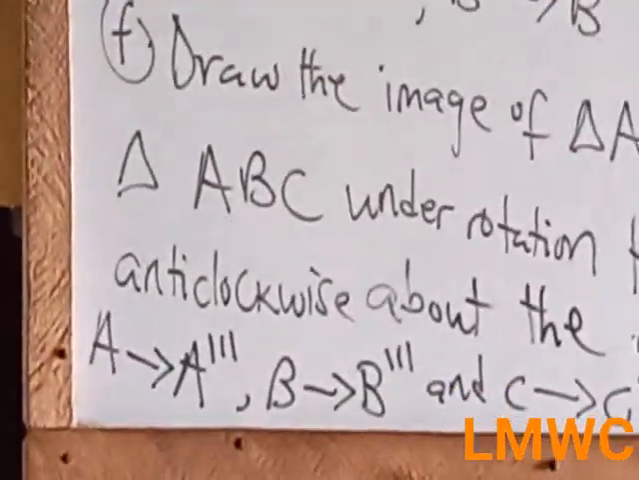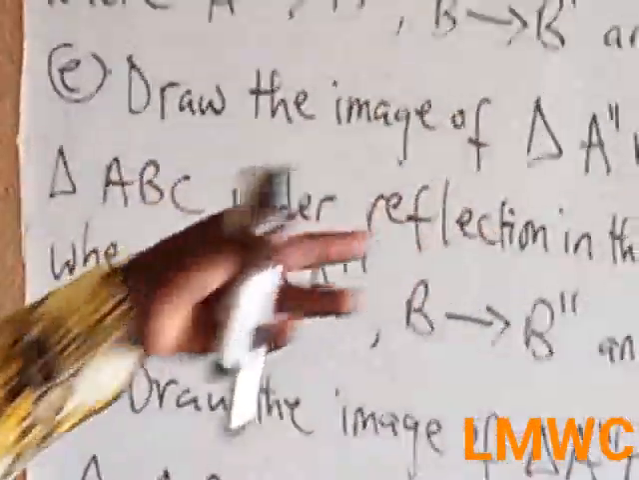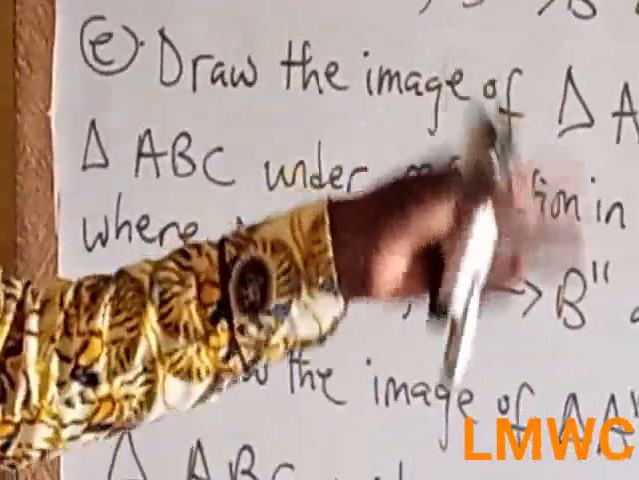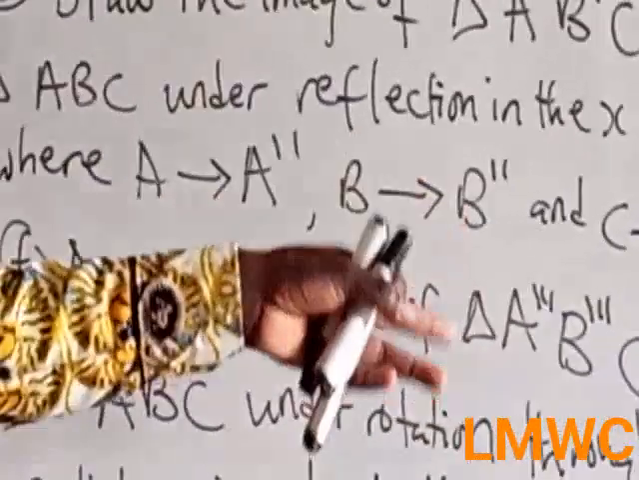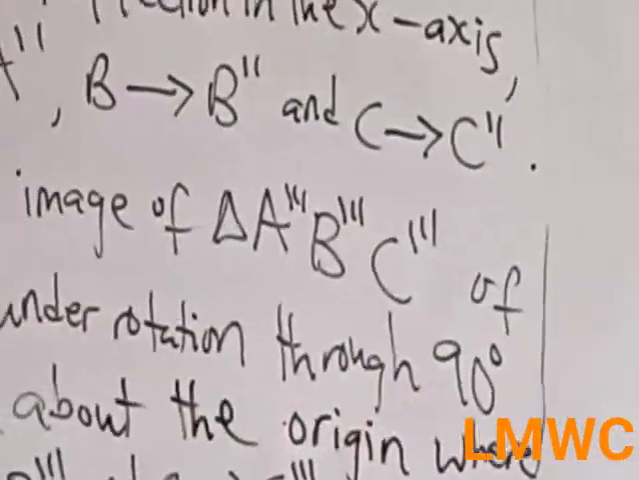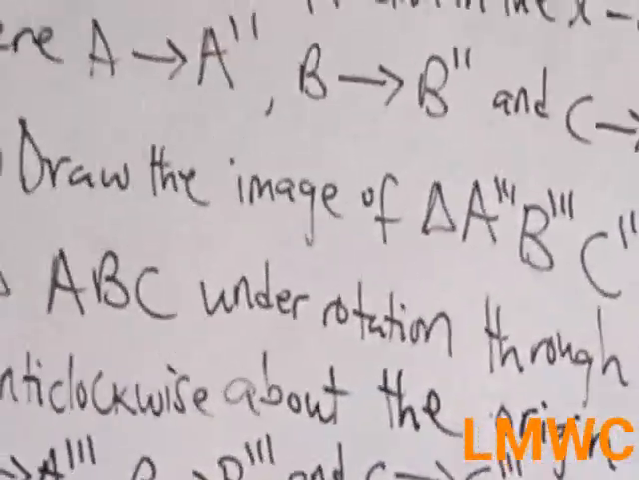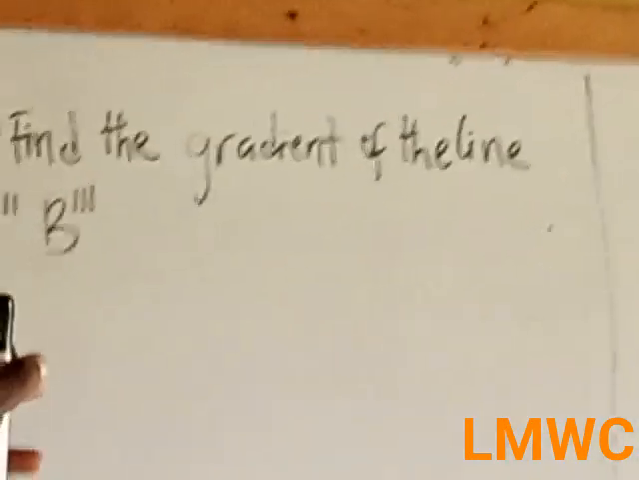E. Draw the image of triangle A2, B2, C2 of triangle ABC under reflection in the x-axis, where A maps to A2, B maps to B2, and C maps to C2. F. Draw the image of triangle A3, B3, C3 of triangle ABC under rotation through 90 degrees anticlockwise about the origin, where A maps to A3, B maps to B3, and C maps to C3. And the last one, J. Find the gradient of the line B to B3.